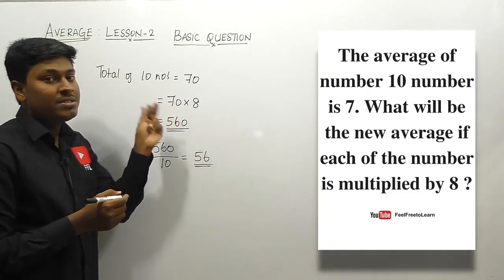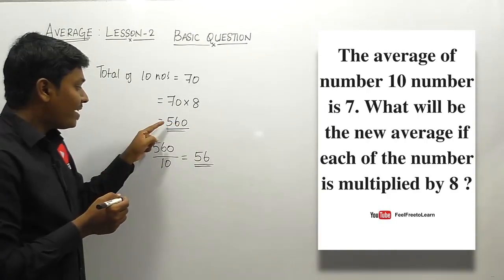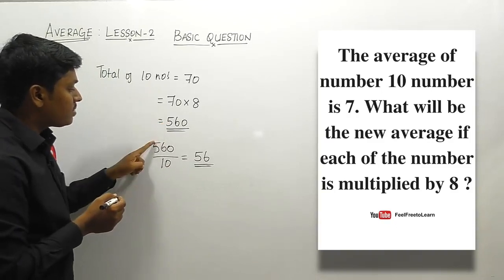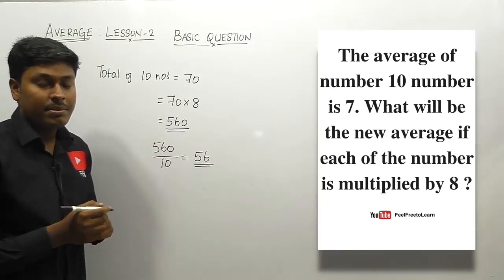But our target is to find the new average. So the average for these numbers is 560 divided by the total of 10 numbers. So 560 divided by 10, the resultant will be 56.